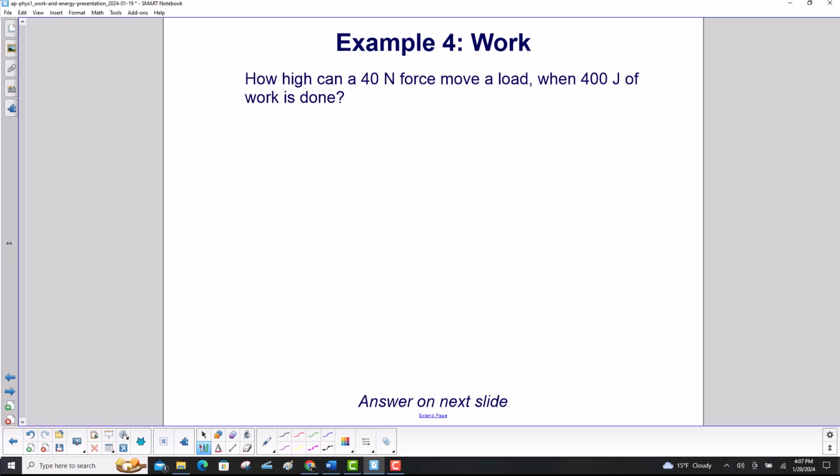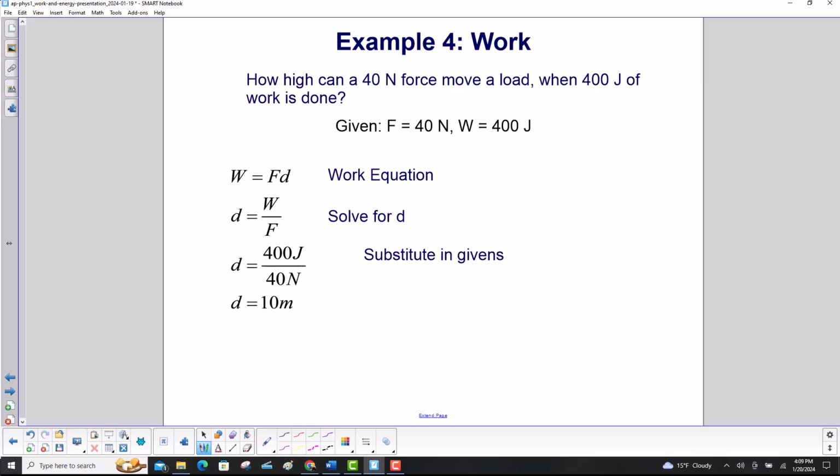How high can a 40 Newton force move a load when 400 joules of work is done? Once again, we have a one-dimensional problem, so we start with work is Fd, solve it for d, plug in our numbers, and we get a height of 10 meters.